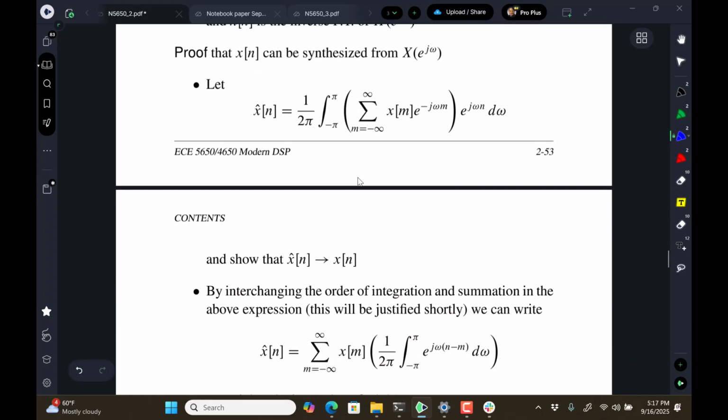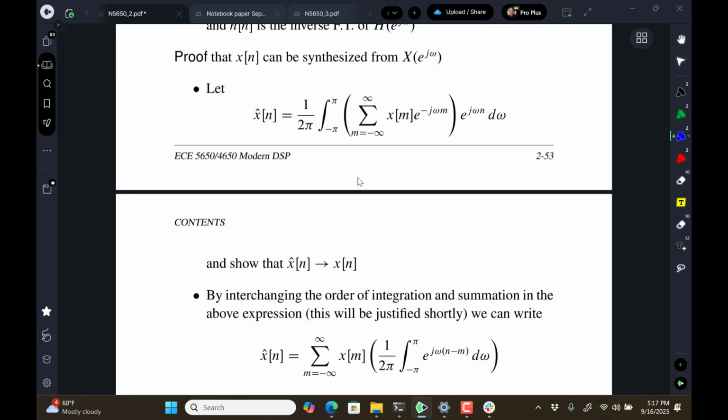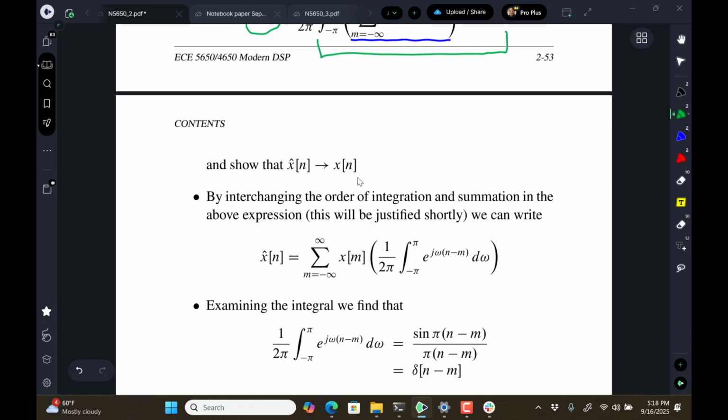So I have a little proof in here just to show that yes, you can synthesize the sequence from its Fourier transform. If we put in the forward transform on the inside, and then integrate it over 2 pi, normalized by 2 pi, we get back the sequence, and the initial thought is this is going to be hatted, as if to say it's an estimate or approximation. We don't know it's exactly the same, but we're going to show that it is indeed the same right here, to say that x hat of n does become x of n.